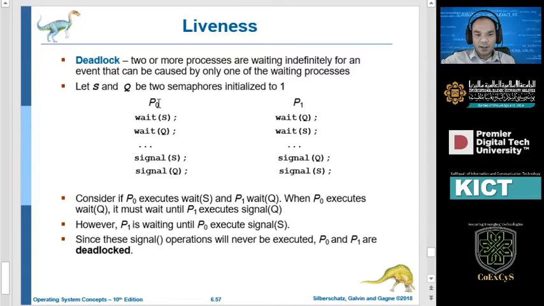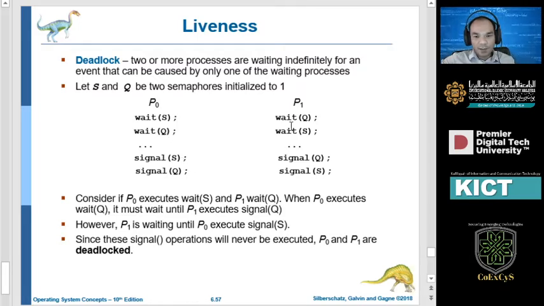In this case, we have wait(S) and wait(Q). P0, for example, calls wait(S), and it's waiting for a signal. Same thing with Q: P1 waits for Q and then waits for S. So this one waits for S while this one waits for Q, and each is waiting for a signal to be received. Both of them are waiting, but they can't run.